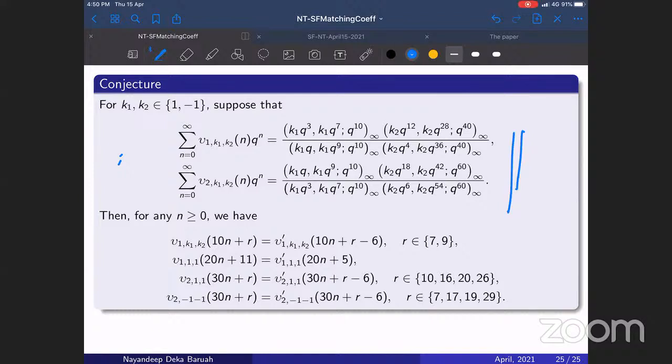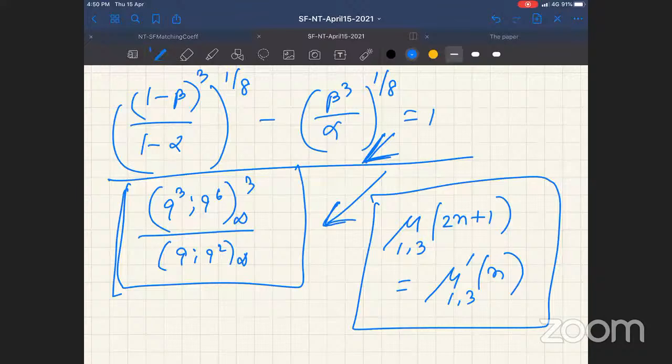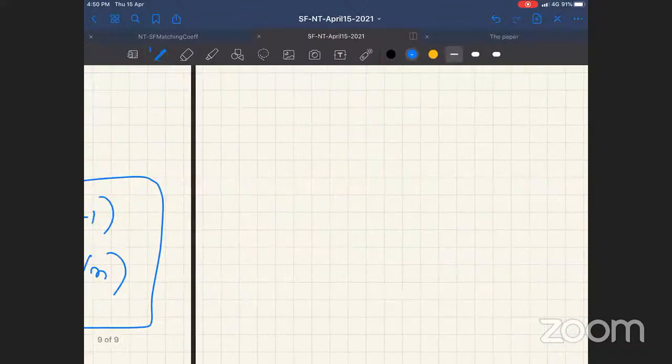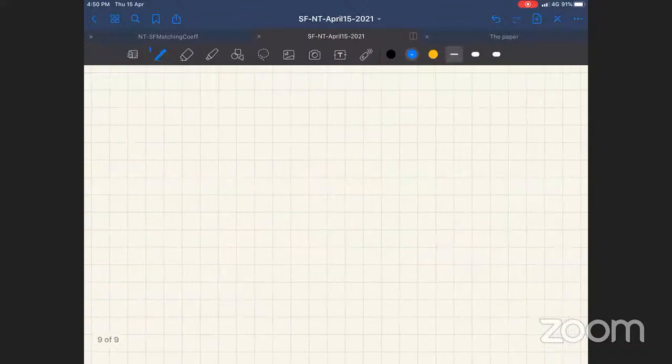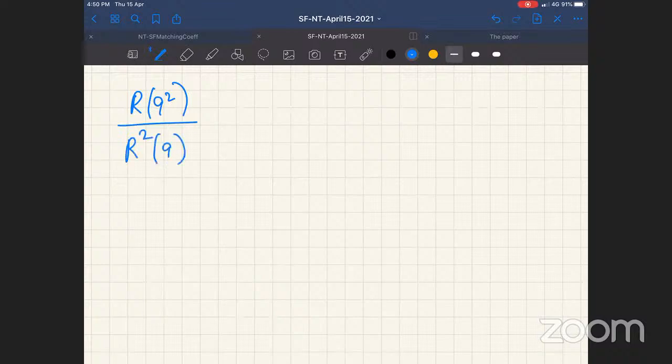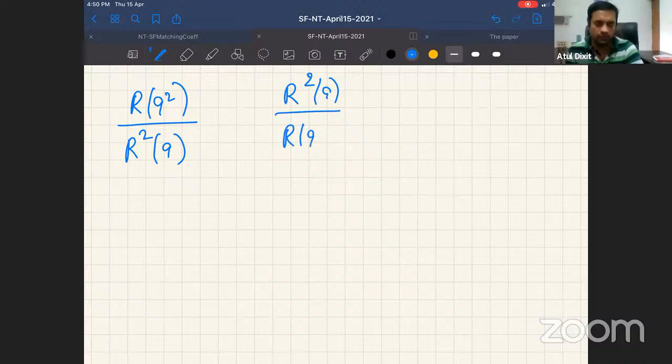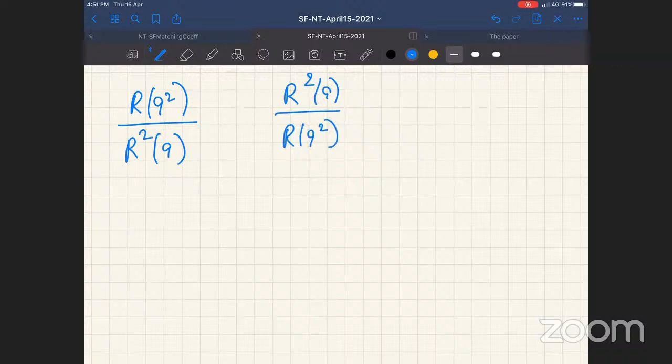So this is what I wanted to say. And to prove the theorem, why we need positive, negative, etc.? So you can see that to prove, for example, suppose I want to check the matching coefficients of RQ square and R square Q, and its inverse, from Ramanujan's formulas for GQ and HQ, there is a formula for minus, one can find.